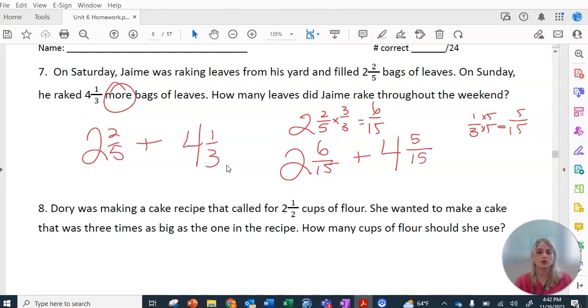So now you can add your whole numbers. 2 plus 4 is 6. And you can add your fractions, which will stay with a denominator of 15. 6 plus 5 is 11. That's how many bags of leaves Jamie raked throughout the whole weekend.